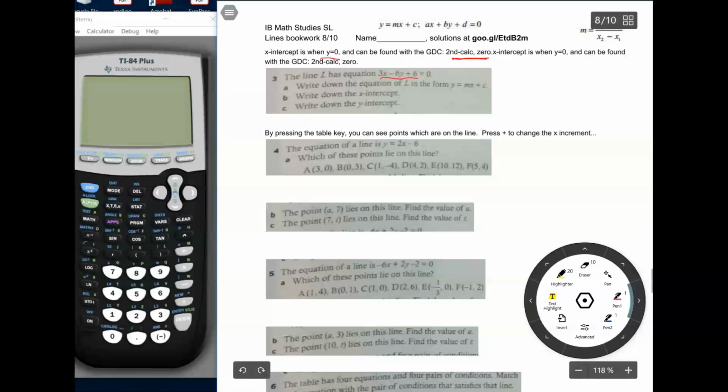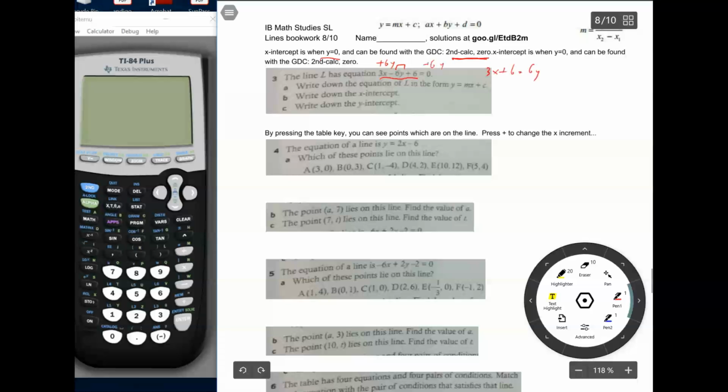Okay, so we're just going to do what we did before. We're going to rearrange it. We're going to keep 6y on one side by itself. How about if we add 6y to both sides? So we're going to add 6y here, and we're going to add 6y here. So we'll get 3x plus 6 equals 6y.